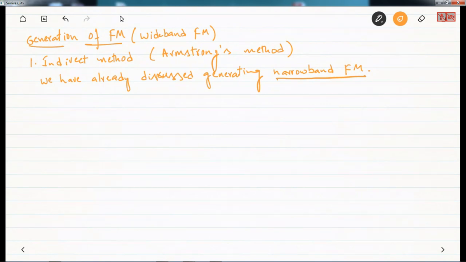So in this indirect method, I'll keep it in brackets because we already did this. In the indirect method, we first generate narrowband FM, because we already know how to generate that. We first generate narrowband FM.